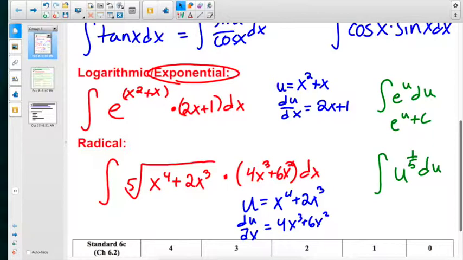Okay, so any questions about what we just went through before I kind of change focus and talk about the schedule?